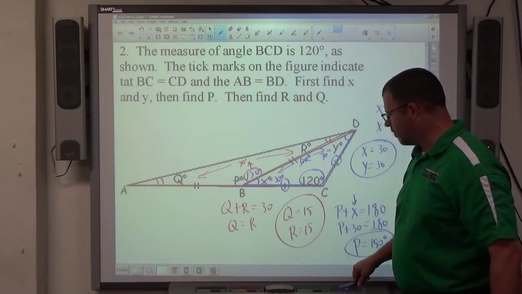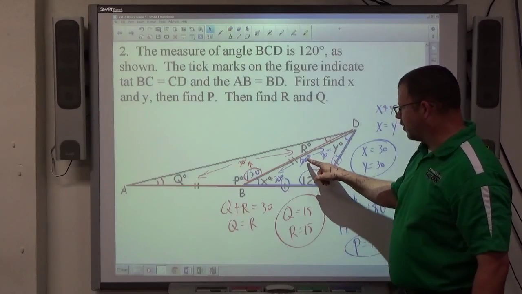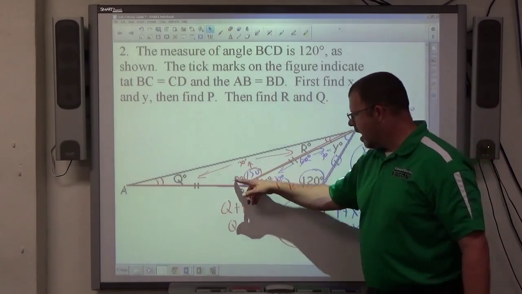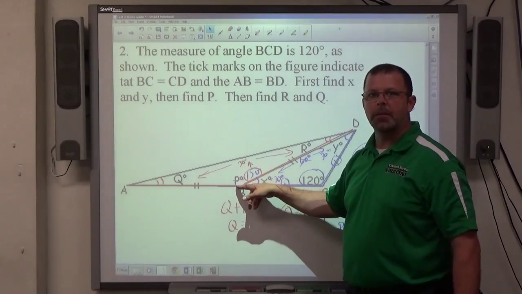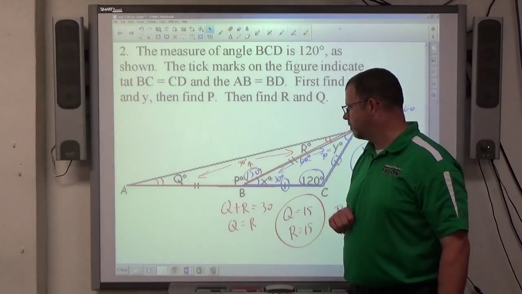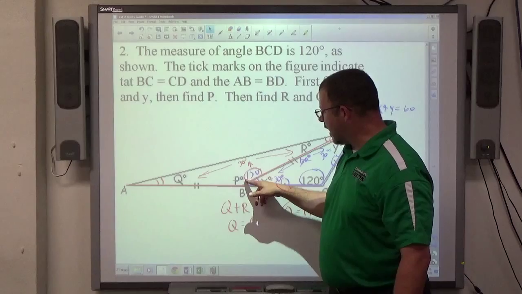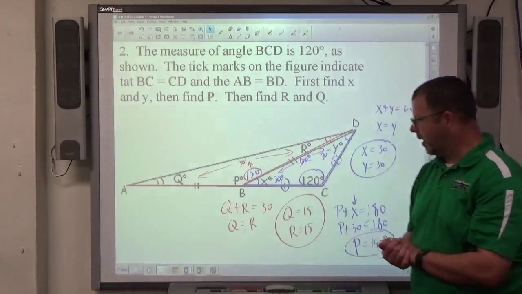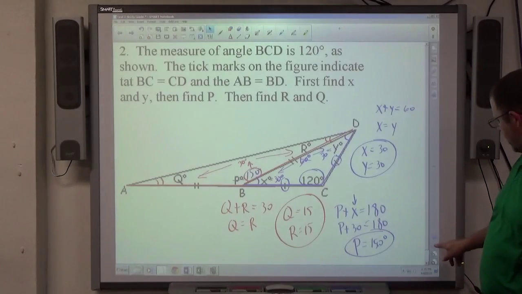And there's the rest of the problem. So 120, how much is left over from 180? Divided by 2 to figure out x and y because they're equal. X and P make a straight line. Figure out how much is left over from 180 to make P. And then however many degrees that is, subtract from 180 to figure out how much is left over from Q and R. Half of that will be the measure of those two angles.